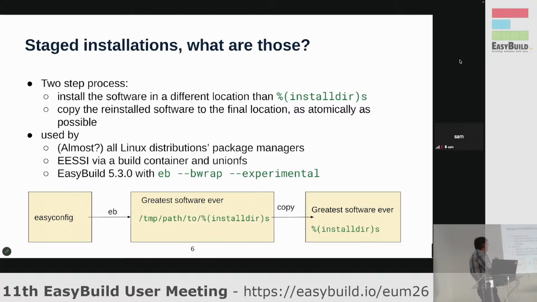So EasyBuild uses some kind of staging, using a build container in the UnionFS. Getting into that later, EasyBuild 5.3.0 can do the staging using the new --bwrap experimental option.